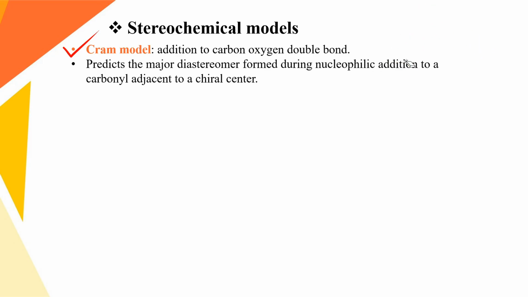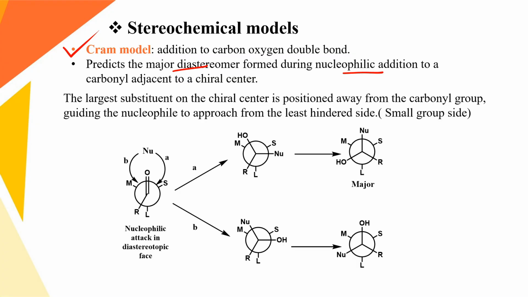Now the Cram model predicts the major diastereomer formed during nucleophilic addition to a carbonyl adjacent to a chiral center. Let's see with this example. But before that, you have to know that the largest substituent on the chiral center is positioned away from the carbonyl group, guiding the nucleophile approach from the least hindered side. That means you have a carbonyl compound here, and here is a chiral center which contains one large group, one medium group, and one small group.